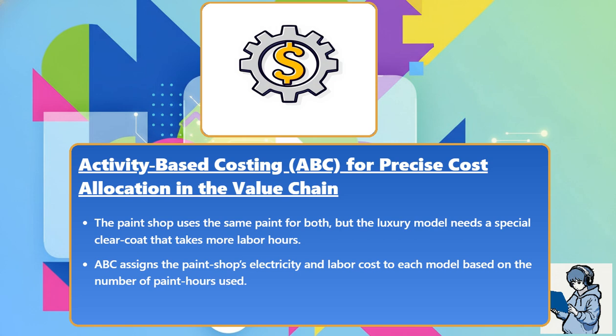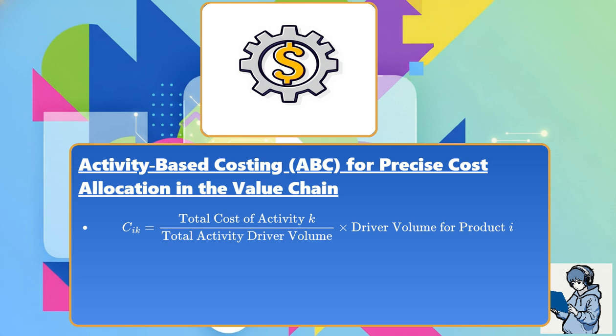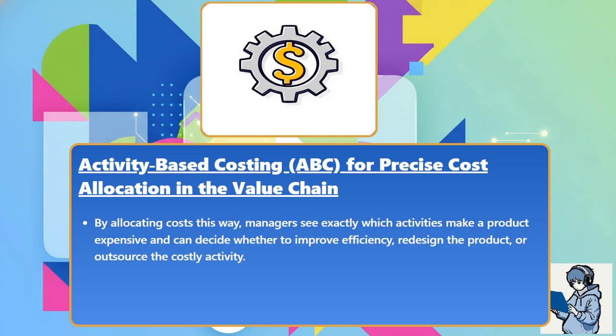of paint hours used. Mathematically, the cost of activity k assigned to product i is C_ik equals total cost of activity k divided by total activity driver volume, times driver volume for product i, where the driver could be machine hours, labor hours, number of setups, etc. By allocating costs this way, managers see exactly which activities make a product expensive and can decide whether to improve efficiency, redesign the product, or outsource the costly activity.